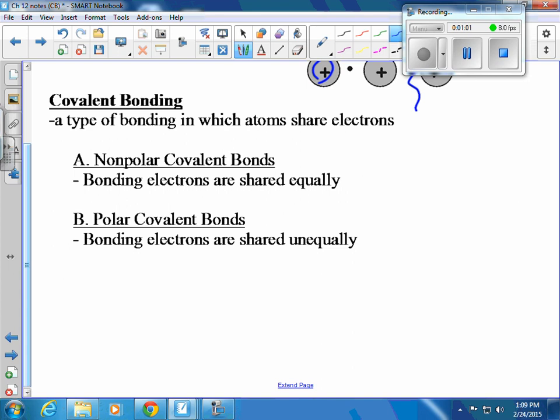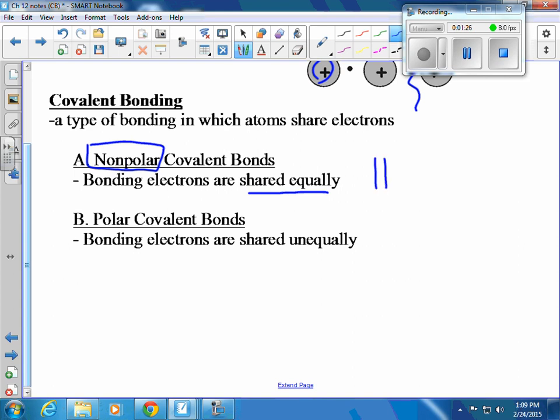Okay, then we talk about covalent bonds. It's a type of bonding in which atoms share electrons. What I'd like you to think about is a tug of war. If we have a tug of war that no one's really winning, or one where someone is always holding on to the end, then you have the difference between nonpolar and polar covalent bonds. A nonpolar covalent bond is one where the bonding electrons are shared equally, so no one's winning the tug of war.